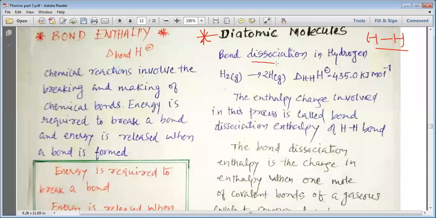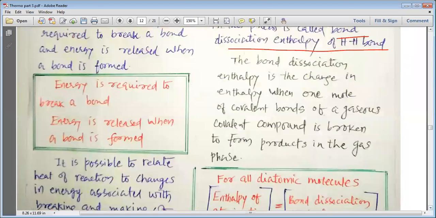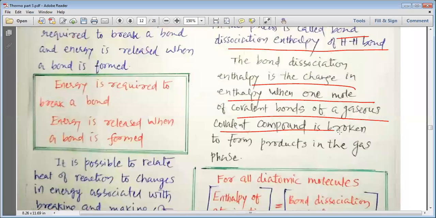Bond dissociation enthalpy of hydrogen is 435.0 kilojoule per mole. The enthalpy change involved in this process is called bond dissociation enthalpy of the H-H bond. The bond dissociation enthalpy is the change in the enthalpy when one mole of covalent bonds of a gaseous covalent compound is broken to form products in the gas phase.